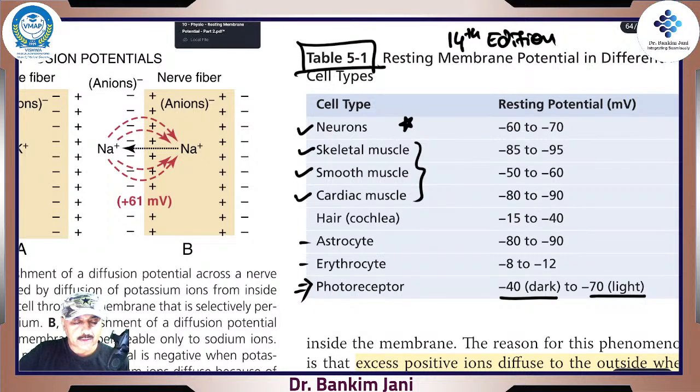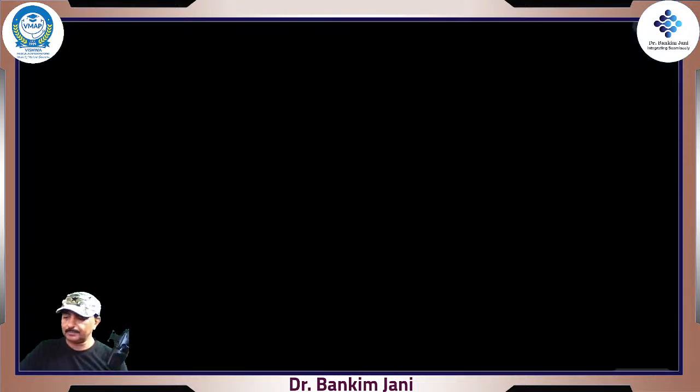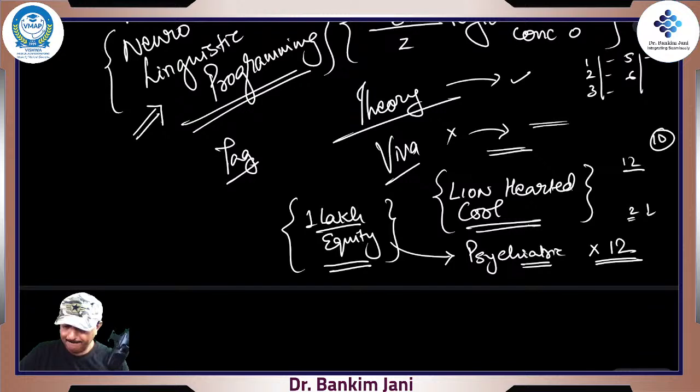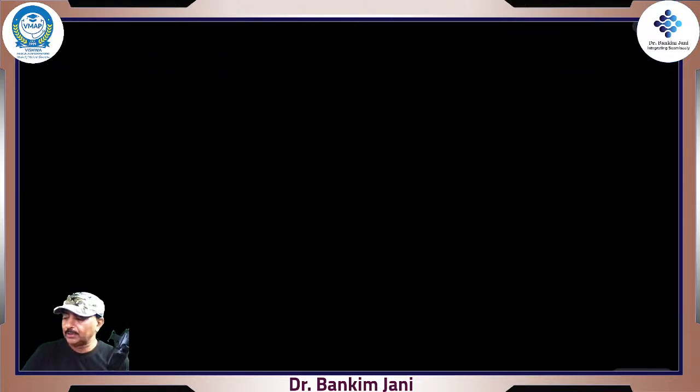So let's go back to our topic. But in reality, things are never like this, right? Individual ions don't work like this. It is always a combination. And for combination, this is the Goldman equation. Which edition is that from? That was Guyton. Guyton's 14th edition.